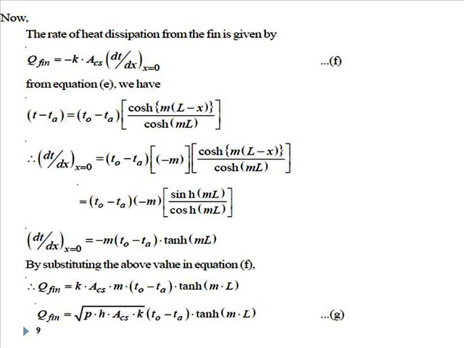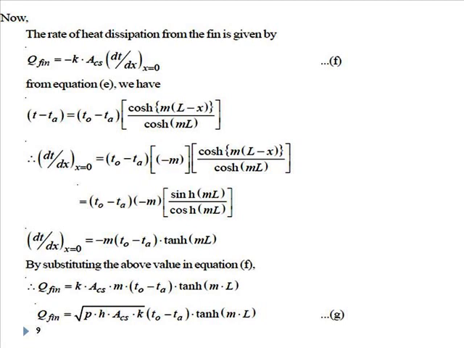where P is the perimeter of the fin, h is the convection heat transfer coefficient of the surrounding fluid, the cross section area is the cross sectional area of the fin, K is the thermal conductivity of the fin material, T0 is the base temperature, Ta is the ambient temperature, tanh is the hyperbolic tangent function, m is the fin constant, and L is the length of the fin.